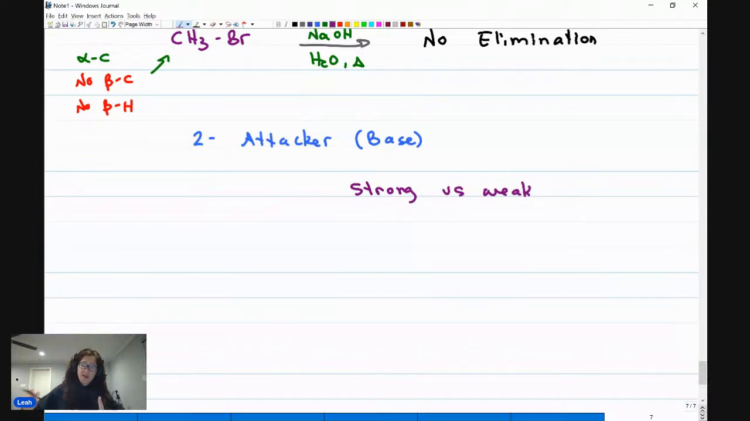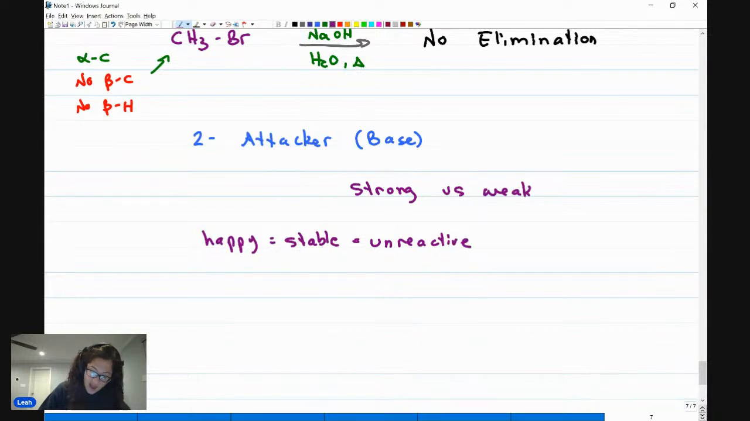Sangman, not quite, and I'll show you. A strong attacker is defined by how likely it wants to attack, how unstable it is. What we're looking for is if something is happy, then it is stable. That makes it unreactive or less reactive. And so by definition, it is a weak attacker. It doesn't want to do anything.